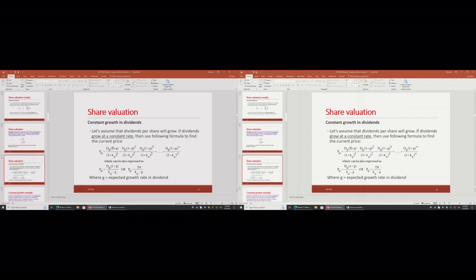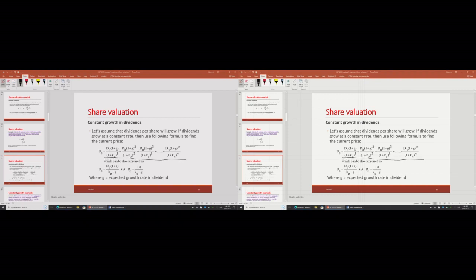Another pattern is the constant growth in dividends. Dividends will not be constant for a long time, but the growth is constant. The dividend will grow at a constant growth rate, and we can also use a formula to simplify the calculation. That's the second type, constant growth in dividends. So the general form to calculate the present value.